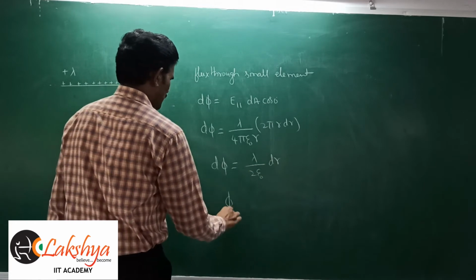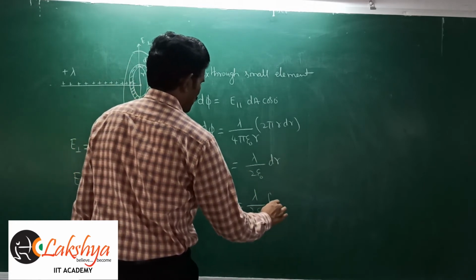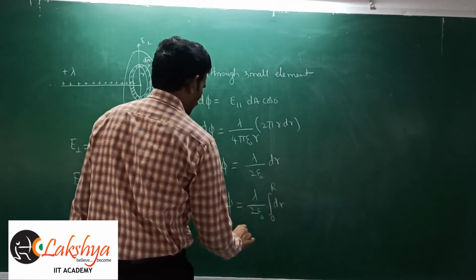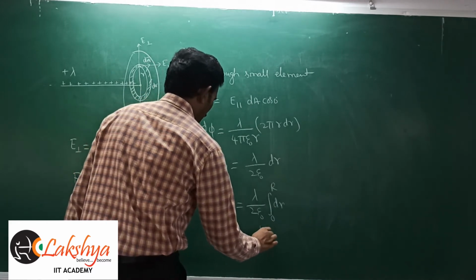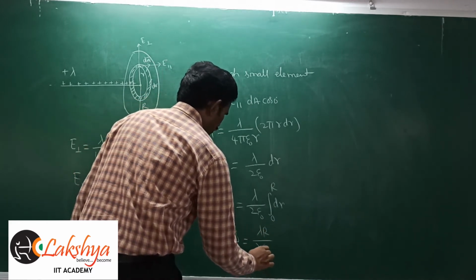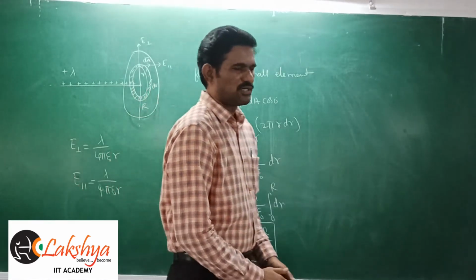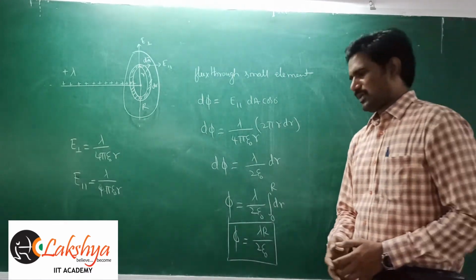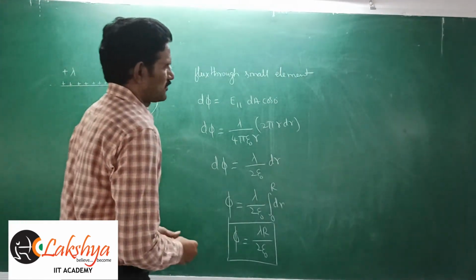Just integrate this. So lambda by 2 epsilon naught into integral of dr from 0 to r. Therefore, it is lambda r by 2 epsilon naught. So this is the electric flux through the ring element of radius r if a line of charge is placed like this. So in the same case, for example, if the question is like this.